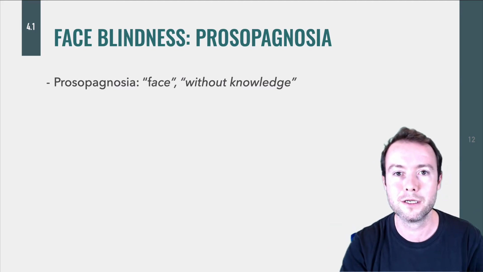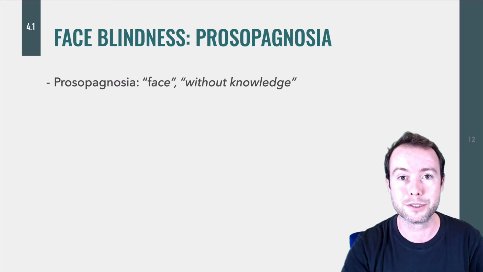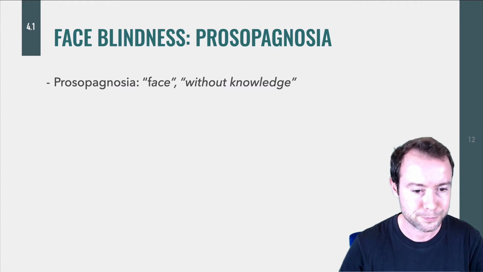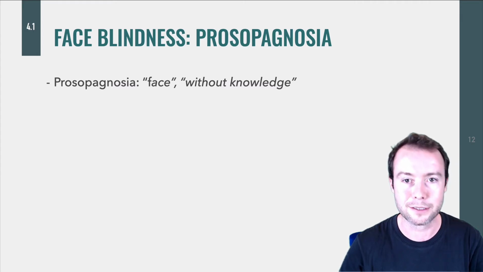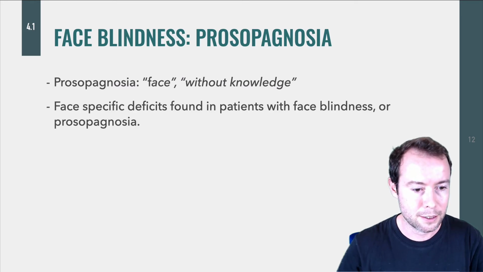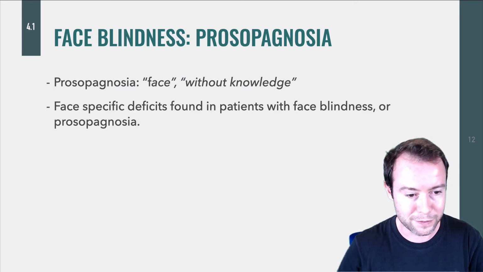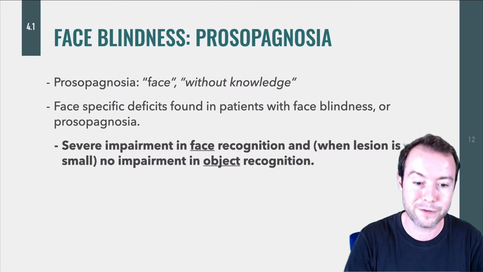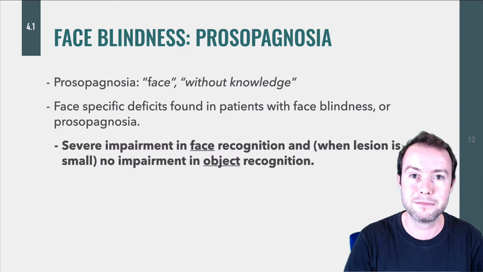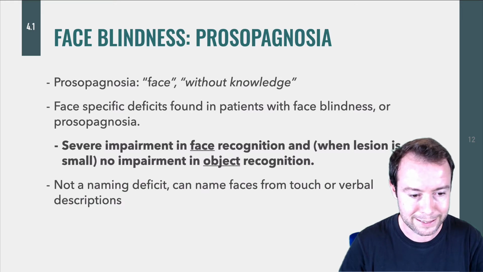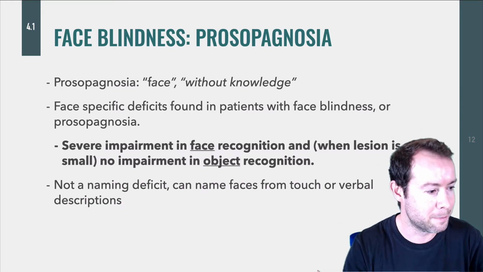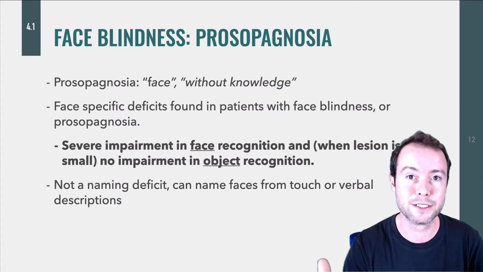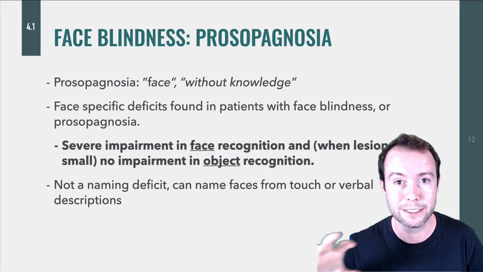And we find this. We find a relatively common disorder known as prosopagnosia, which translates as kind of face and without knowledge. So prosop for face, agnosia is lacking knowledge. Face-specific deficits are found in patients with face blindness or prosopagnosia, and these patients generally have a very severe impairment in face recognition and no notable impairments in object recognition. Importantly, it's not a naming deficit, so it's not the case that they can process and identify the faces but just can't search for the individual's name.